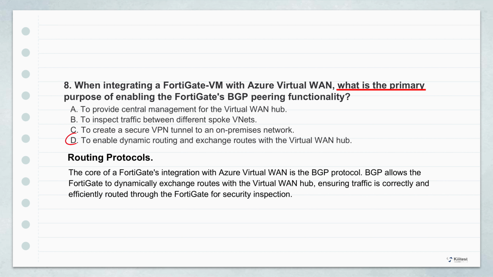Precisely. Imagine you have dozens, maybe hundreds of spoke VNets connected to your Virtual WAN hub, plus maybe connections back to on-premises sites via ExpressRoute or VPN. If you enable BGP between the FortiGate, which often sits in a security VNet connected to the hub, and the Virtual WAN hub, the FortiGate automatically learns all the routes to all those spokes and on-prem networks from the hub. So it knows where everything is without you telling it explicitly. Exactly. And conversely, it can advertise routes back to the hub if needed. It ensures traffic flows correctly through the FortiGate for inspection without you managing a massive, complex set of static routes. It's all about automation and scalability for routing. Less manual config, less chance of error.